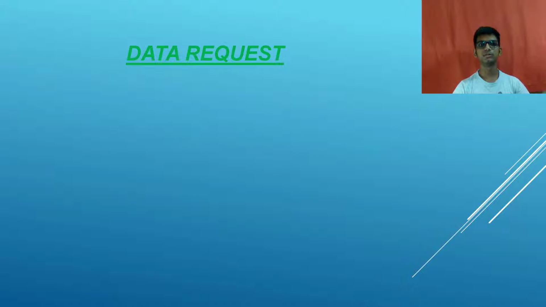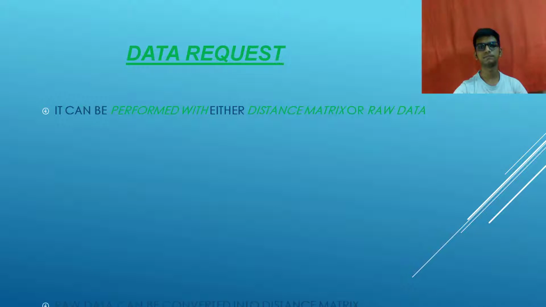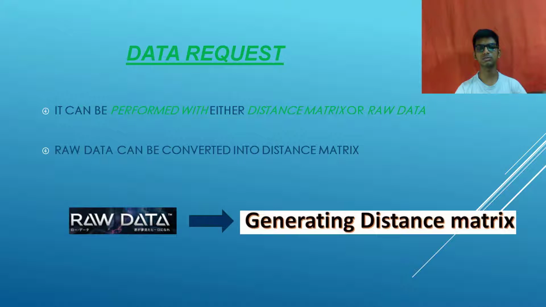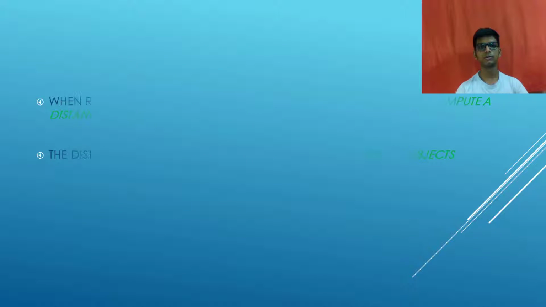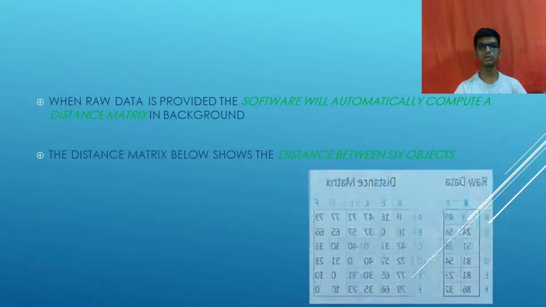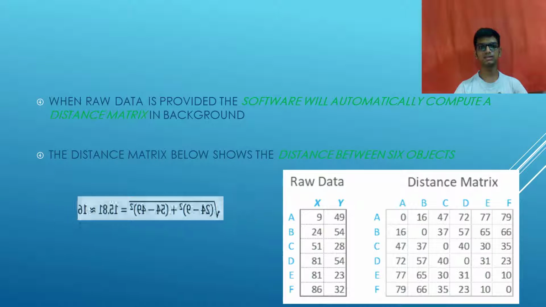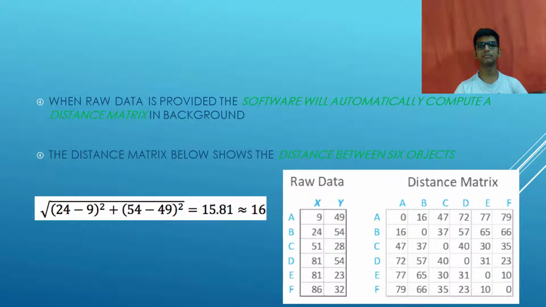I'm going to tell you about data request. Data can be provided in two forms. Either raw data can be provided or a distance matrix can be provided. Raw data can be converted into a distance matrix. Different applications use different steps to convert raw data for generating a distance matrix. Raw data provided to a software can automatically be converted into a distance matrix. By this, we can understand that software can accept either raw data or a distance matrix, which will be the finalized processed raw data.